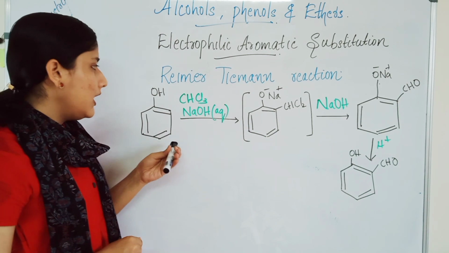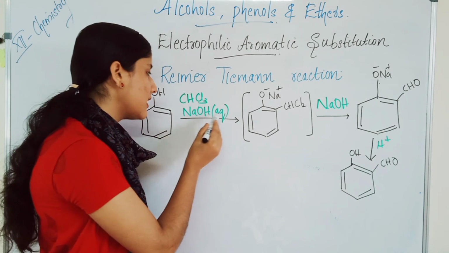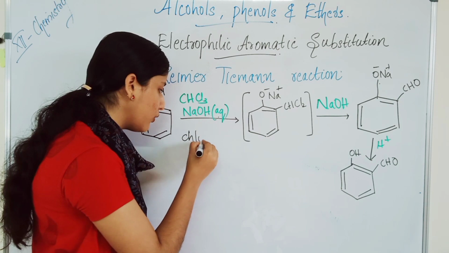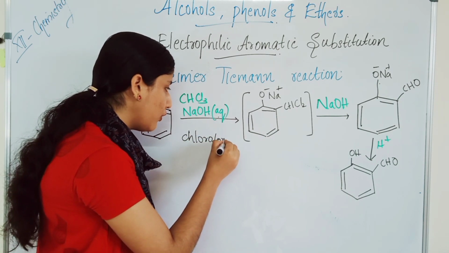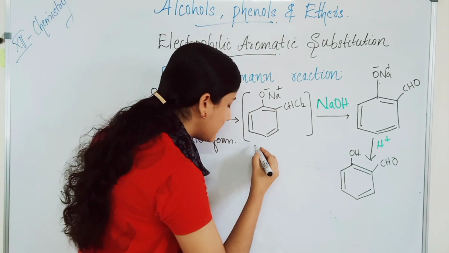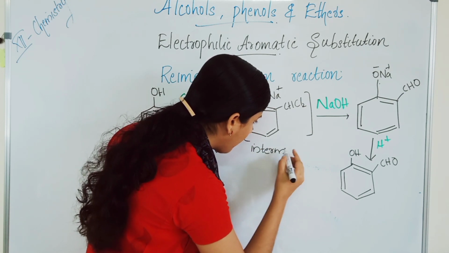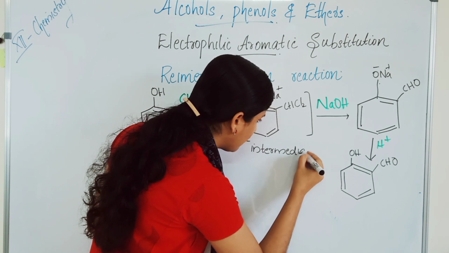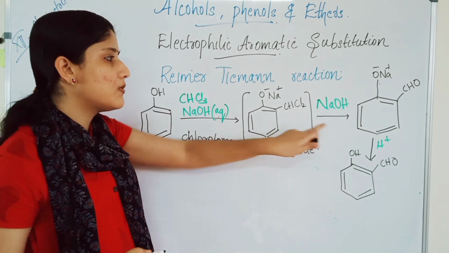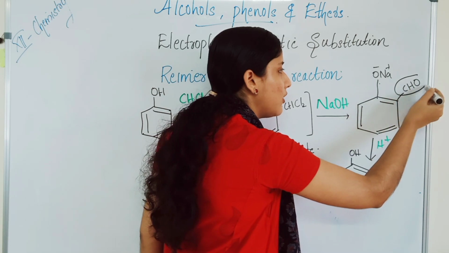Phenol, when it reacts with CHCl3 and aqueous sodium hydroxide, where CHCl3 is chloroform, you will get a benzyl chloride intermediate. An intermediate will be formed, and on adding excess of sodium hydroxide, look what happens here. A CHO group will be introduced here.